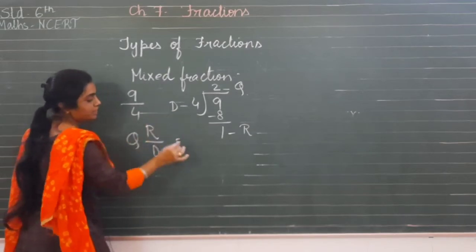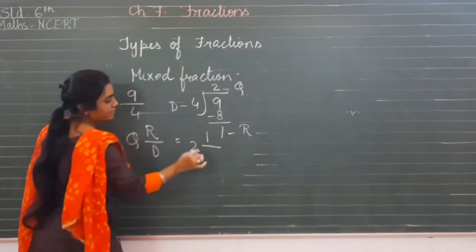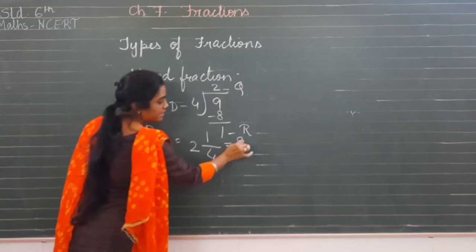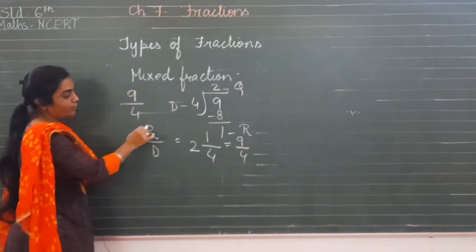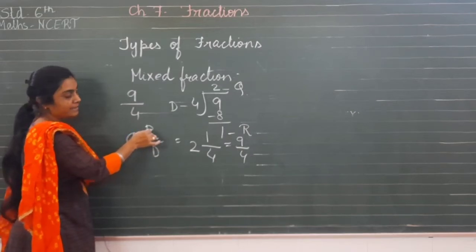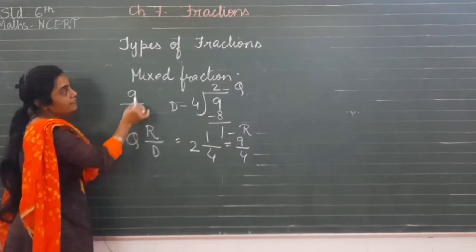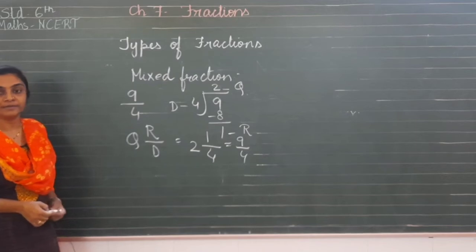Now what is the quotient? 2. What is the remainder? 1. And what is the divisor? 4. 4 2s are 8. 8 plus 1, 9 upon 4. So we have to use this formula QRD. The quotient will be over here, the remainder will be in the numerator and the divisor will be in the denominator. So we can convert an improper fraction into a mixed one.